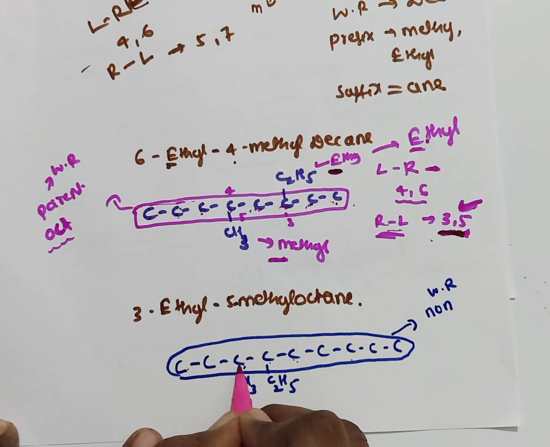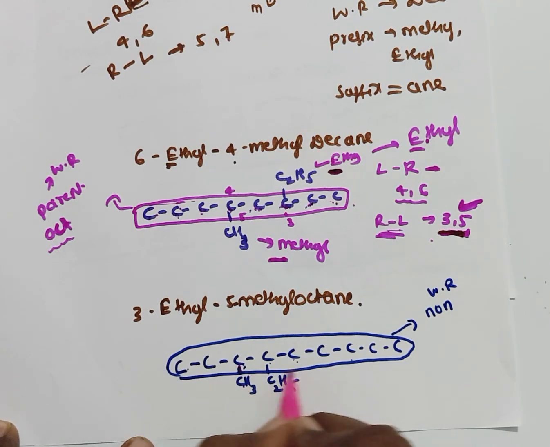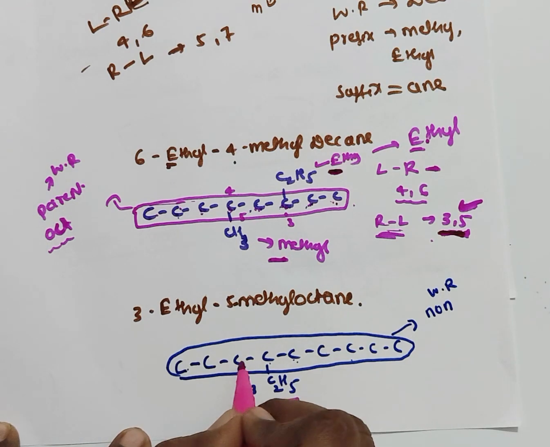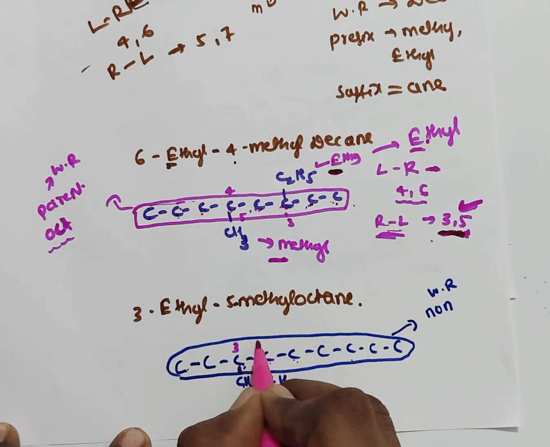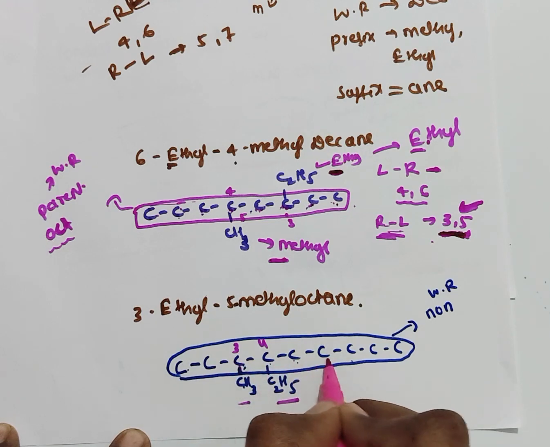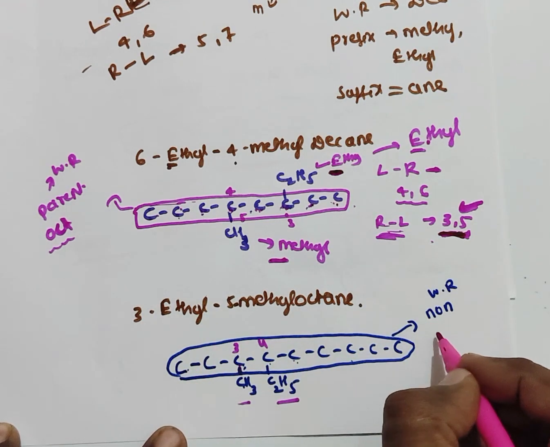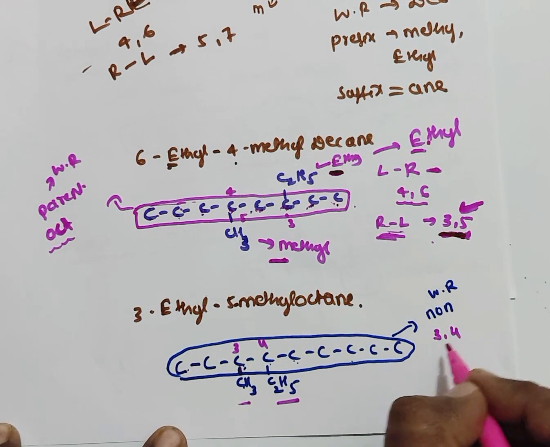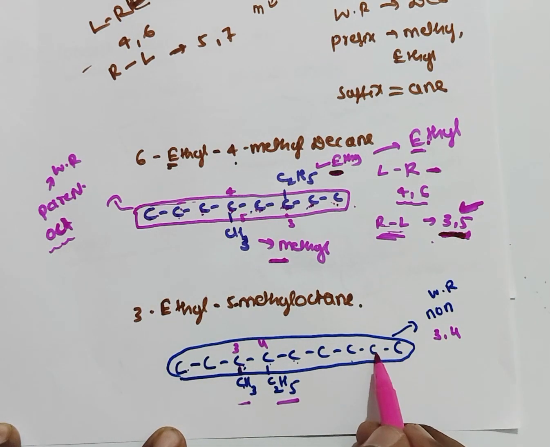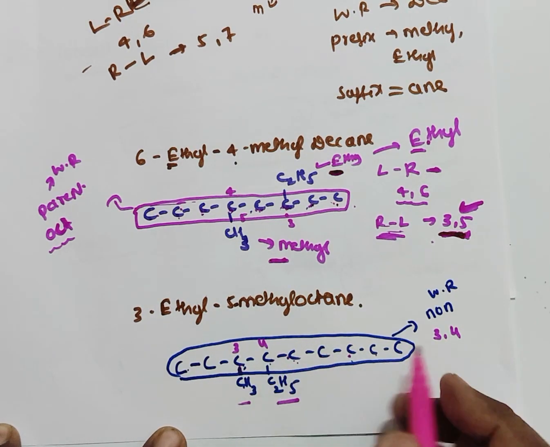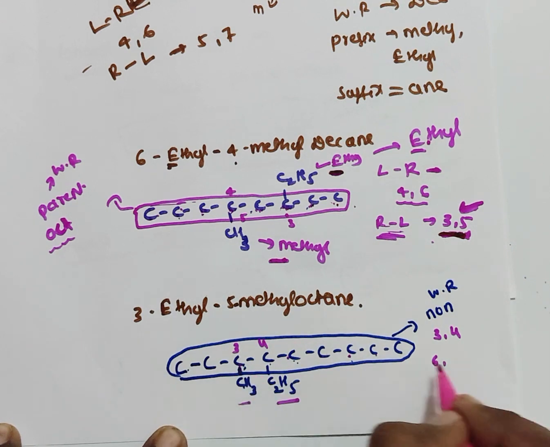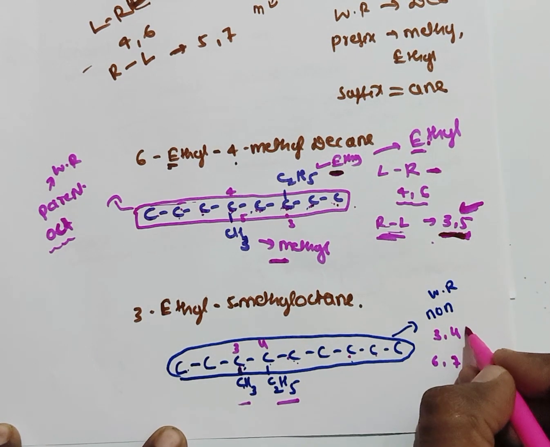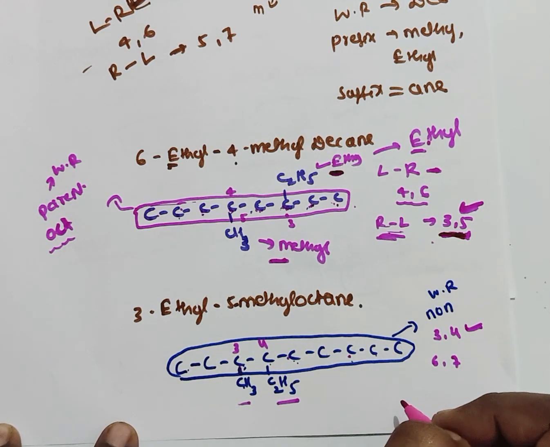1, 2, 3. Here one substituent is there, methyl is attached. Yes or no? Here the prefixes are methyl and ethyl. Numbering from left to right, we get locants 3, 4. Right to left, what happens? 1, 2, 3, 4, 5, 6, locants 6 and 7. Which is correct? The lowest sum rule is correct. Locants are lowest, that is the correct numbering. Therefore, numbering from left to right is correct.